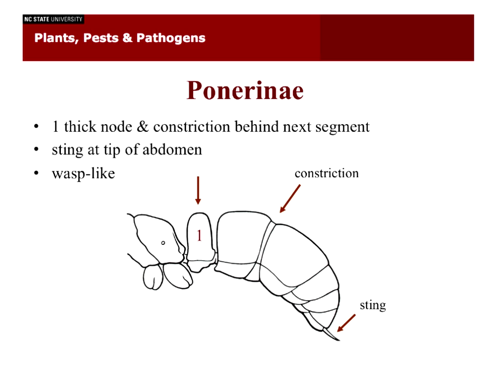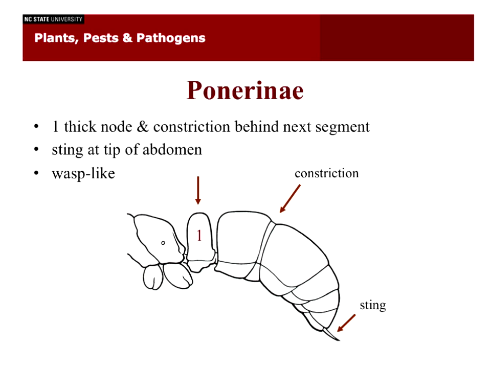Okay, so let's start off with the least diverse one that we're going to be talking about today. That's the Ponerinae. These are a primitive group of ants. They have one thick node between the thorax and the abdomen, and they also have a little constriction after the second segment. Most of them have a very distinct sting. If they die, they often have the sting poking out, so you can see it under the microscope. And to me, they look more wasp-like than typical ants. They're not as ant-like. They look a little less cute, more kind of evil. I don't know if that's very good of me to say.